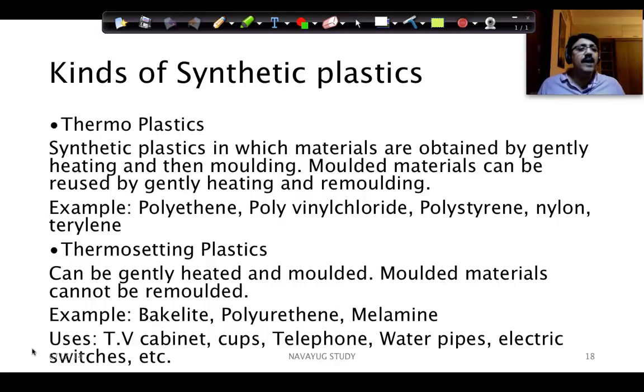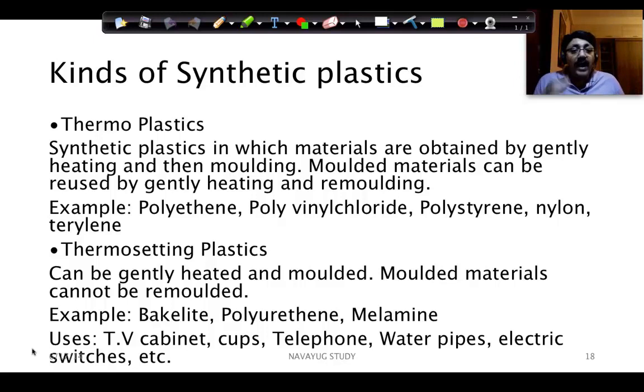Now if you look at thermoplastic, the synthetic plastics in which materials are obtained by gently heating and then molding, the molded materials can be reused by gently heating and remolding. So see, I can take the plastic, gently heat it, melt it, mold it into a certain shape. Then if I feel this shape is not what I want, I can again heat it, melt it, remold it to a different shape. So that is thermoplastics, right? Polyethene, polyvinyl chloride, polystyrene, nylon, terylene, all these are examples of thermoplastics because they can be remolded into different shapes.